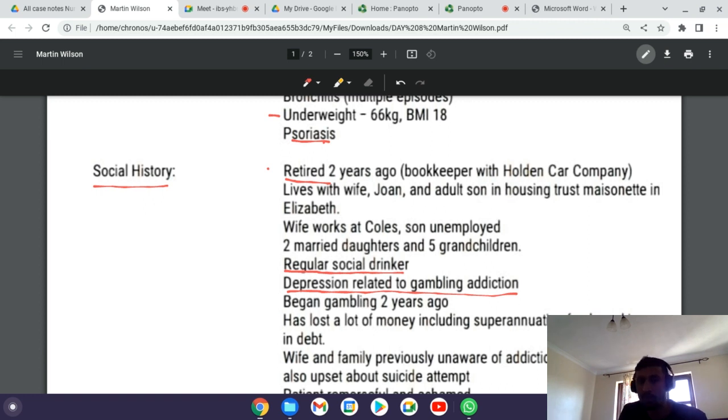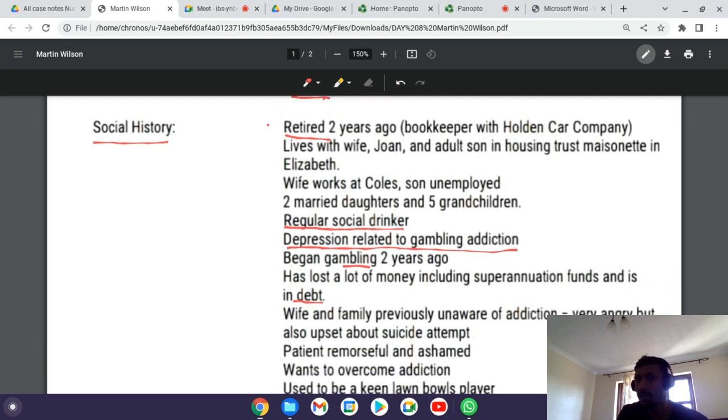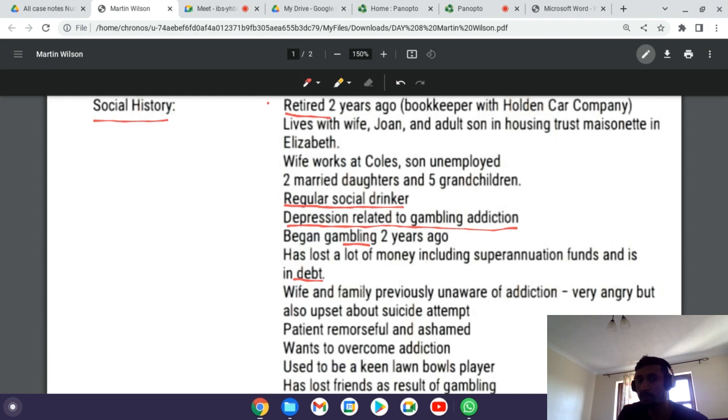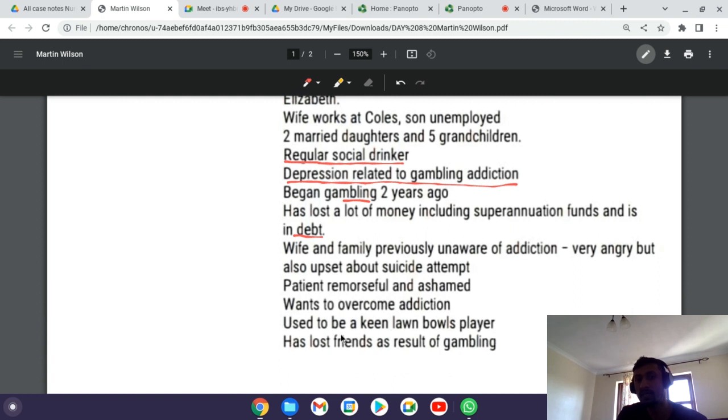So move on. Began gambling 2 years ago. So that's also related to gambling. So you can club that information later. So has lost a lot of money, including superannuation fund, and is in debt. So relevant. So this is all connected points. Yeah. So wife and family previously unaware of addiction, very angry, but also upset about suicide attempt. Okay, relevant. Patient remorseful and ashamed.